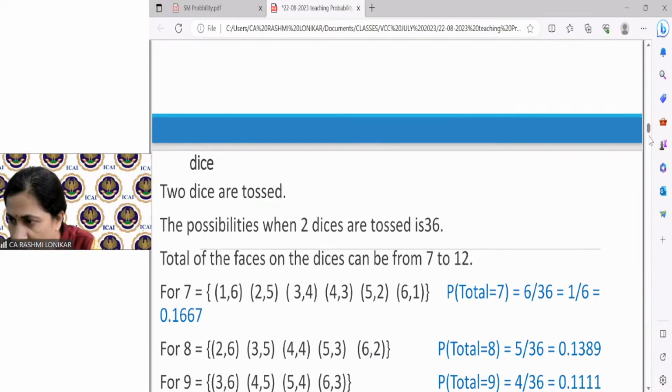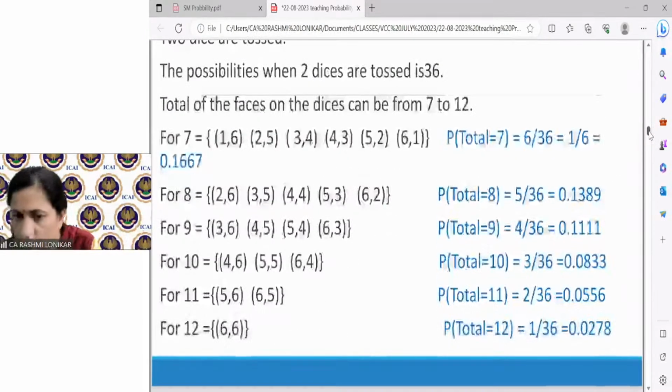Now the remaining, 7 to 12. So for an addition of 7, how many times can I get it? 1, 2, 3, 4, 5, 6. So 6 upon 36, then 5 upon 36, 4 upon 36, 3 upon 36, 2 upon 36, and 1 by 36. So if I add all of this, I should get 1.